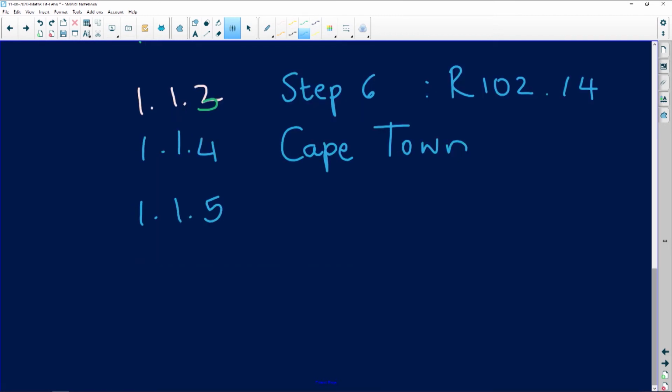1.1.5. 1.1.5 says to us, calculate the cost. So we need to calculate the cost of 3.5 kiloliters of water in Johannesburg during 2017-2018. I need you to pay really close attention to this one. Maybe it's not that difficult, maybe it's easier, but let's see. It's this type of question that then throws people off. Okay, so we want to see how much it's going to cost for 3.5 kiloliters of water.